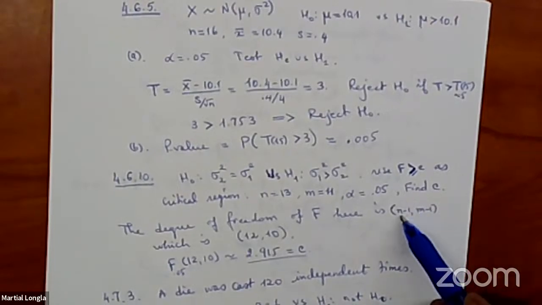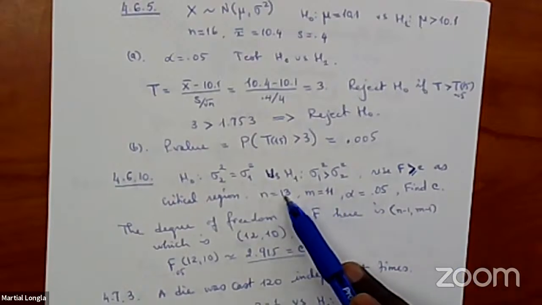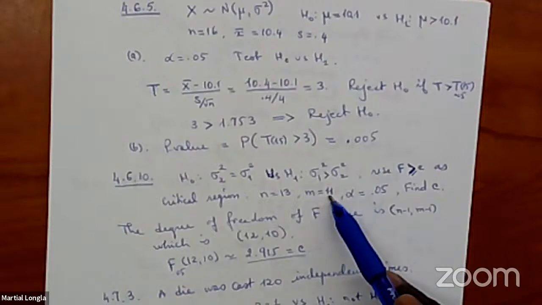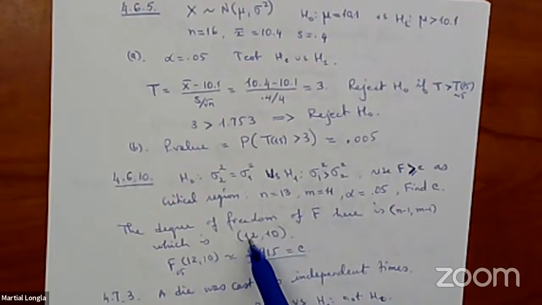And so the degrees of freedom are the degrees of freedom of the first and of the second, n minus 1, so 12. 11 minus 1, so 10. So the degrees of freedom of that F is 12, 10. And you go to that table and you look for 0.05, and you get that it's 2.915 that you're looking for.